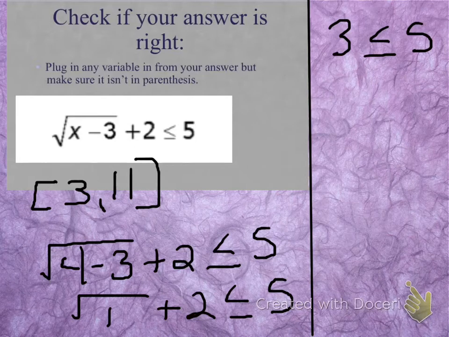Now you have to take a moment and think about it. Is 3 less than or equal to 5? Yes, it is, which means that it's right.